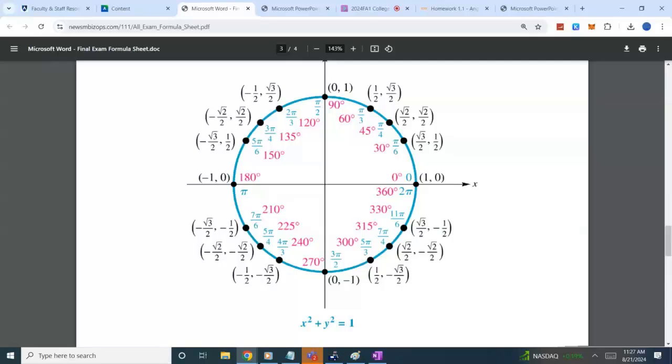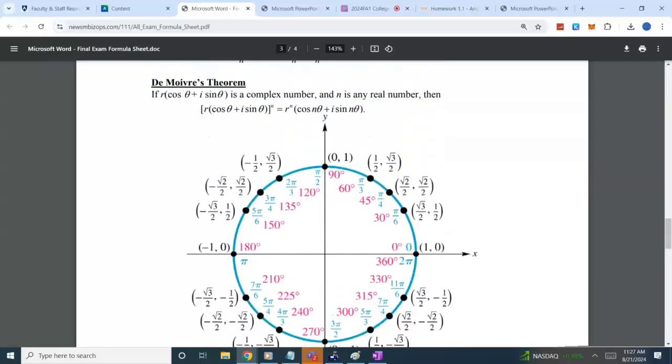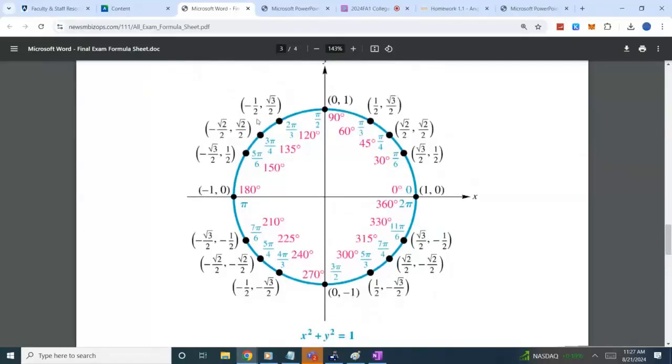Also, on the unit circle, we'll get into cosine and sine a little bit later, because there's something at the top. But notice that this only shows you positive angle measures.